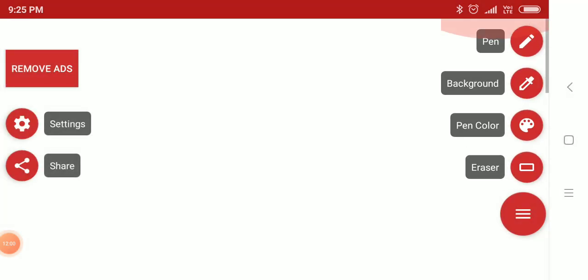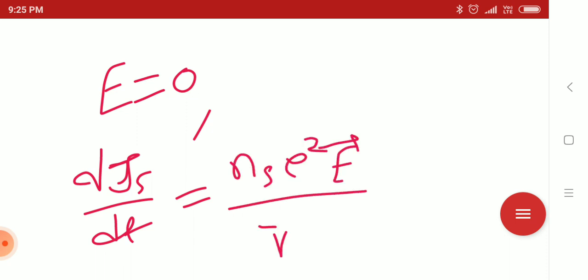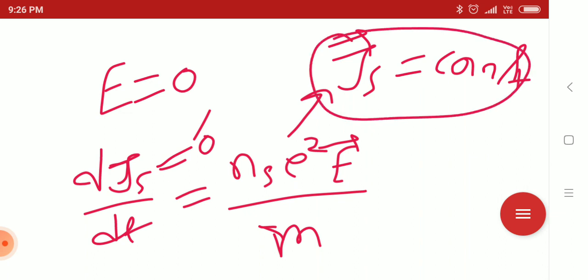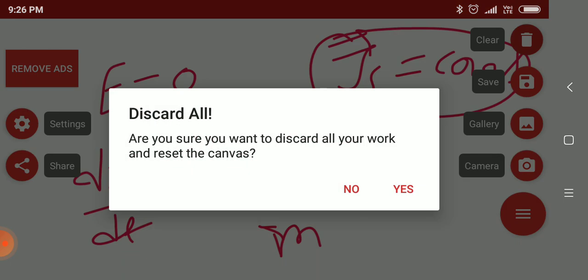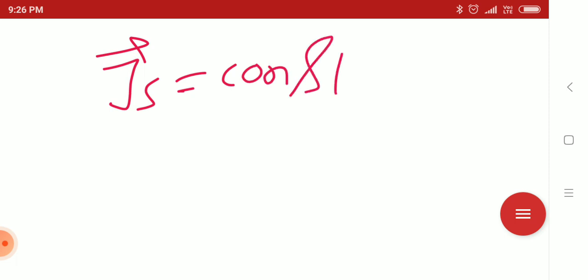So what are we getting from the first equation? Now if E equals 0, then dJs by dt, the rate of change of current density of the super electron, equals ns e square E vector divided by m, which is 0. So we are getting dJs by dt equals 0, so Js equals constant. The current density of the super electron is constant. That means whenever the electric field is 0, Js is constant.